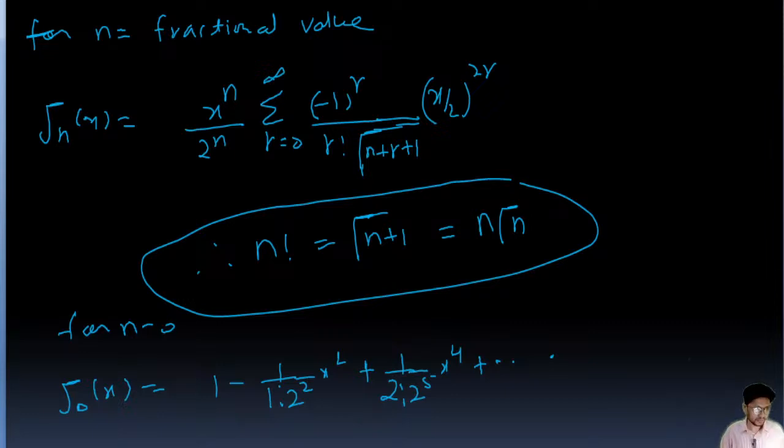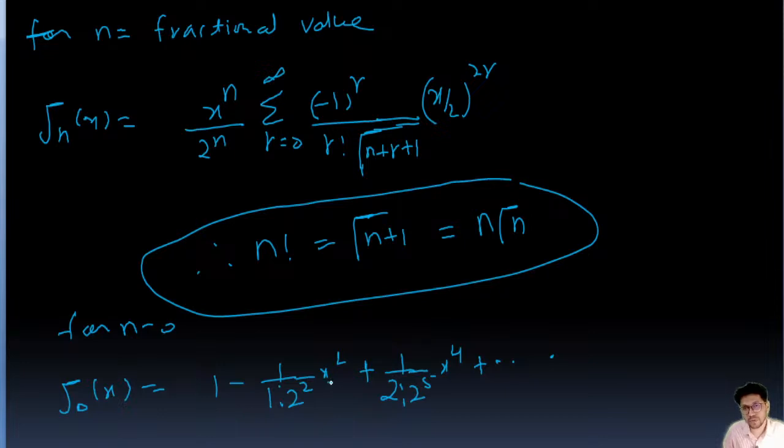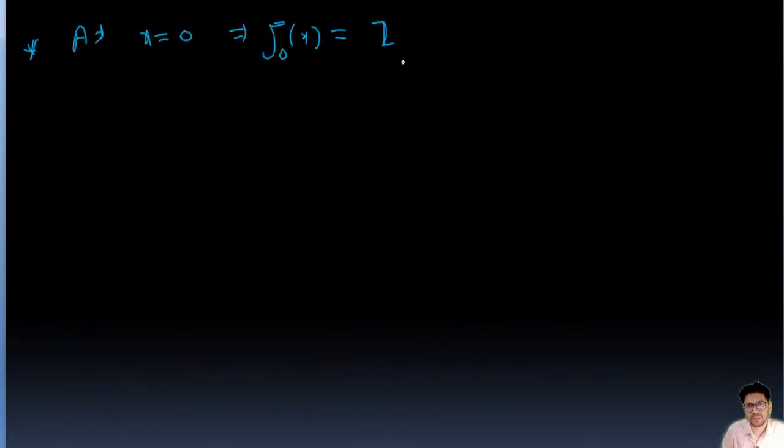Next point is at x equal to 0. When x equal to 0, the value of J naught x is 1. Simple. If we put x equal to 0 in this series, the other terms are 0, so the value of J naught x is 1.